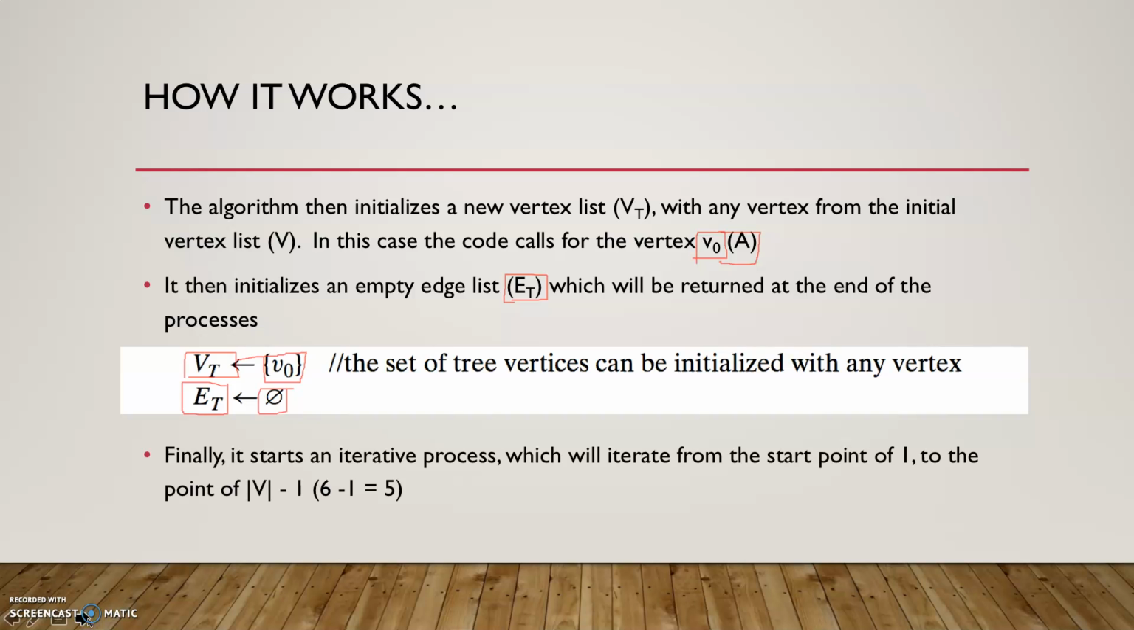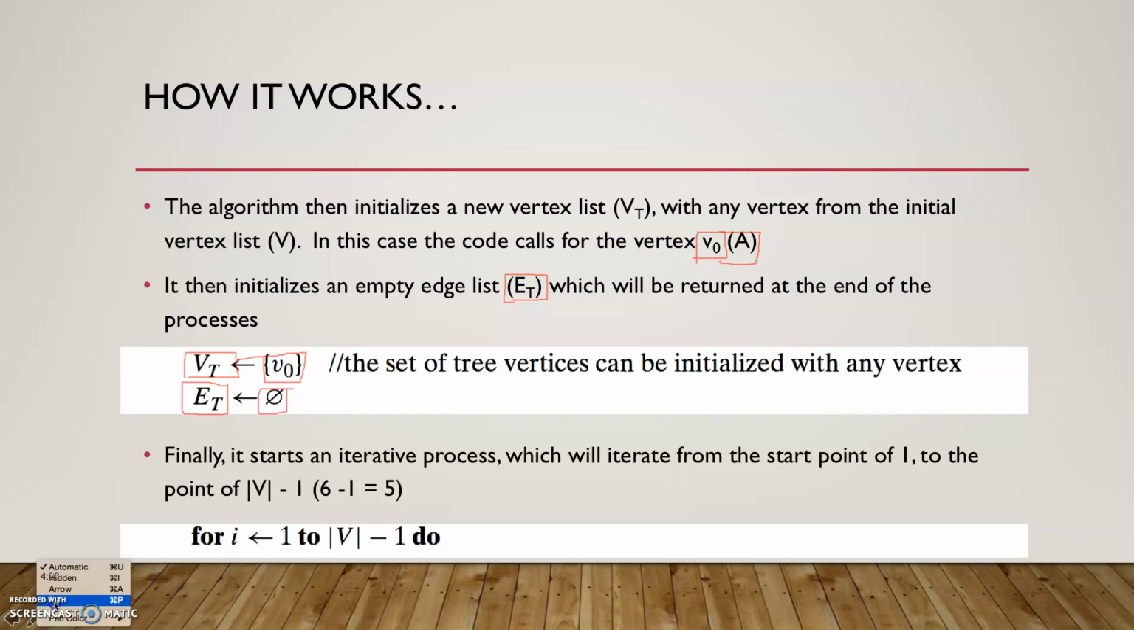Okay. So after this, it starts an iterative process. So it creates a for loop that starts from the value 1 and ends at the value of V minus 1, which is 5. It goes from 1 to 5.